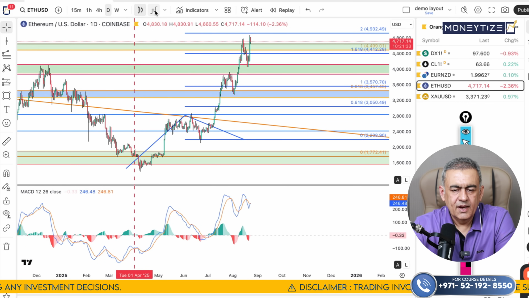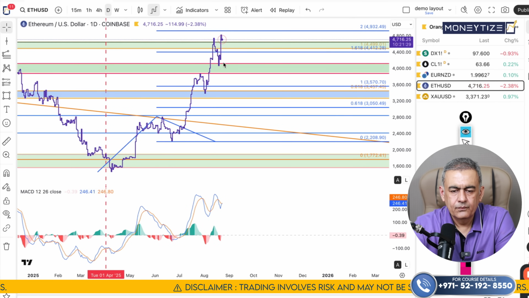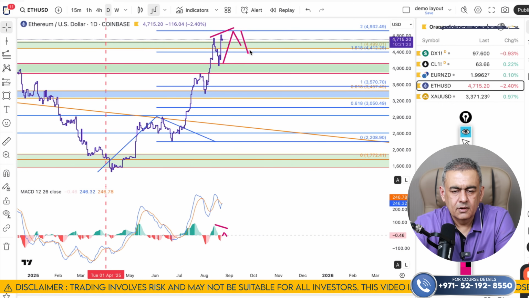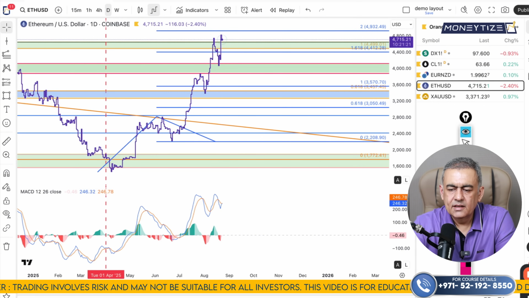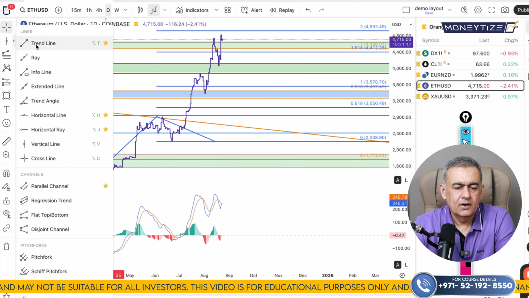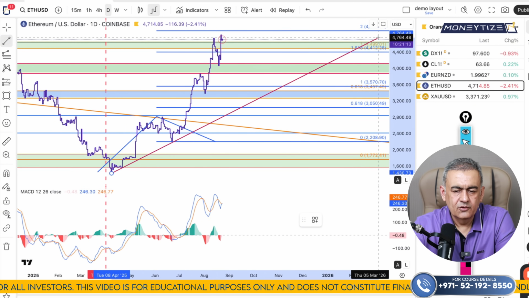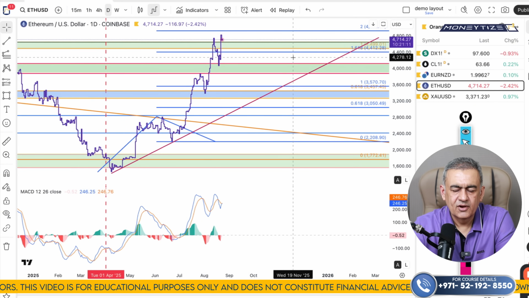So if I change it back to the line chart, I'm anticipating that buyers can stop and complete the bearish divergence here, and then we will expect some correction. But I'll be taking the correction as an opportunity to buy because higher time frames are extremely bullish. I'm going to connect the rising trend line here. So this is our daily rising trend line.